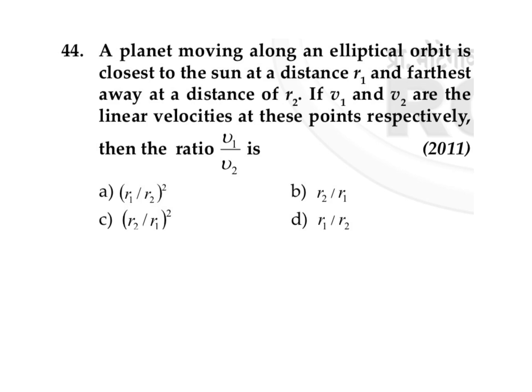A planet is moving along an elliptical orbit. It is close to the Sun at a distance r1 and furthest away at a distance of r2. If v1 and v2 are the linear velocities at these points respectively, then the ratio of v1 by v2 is?